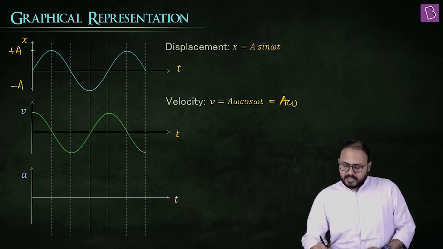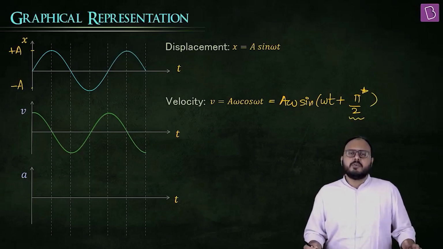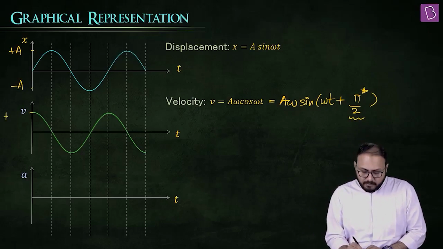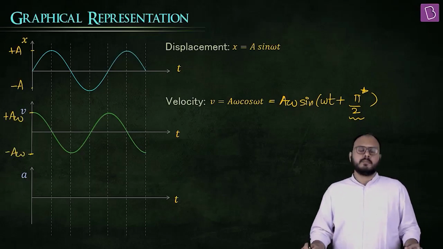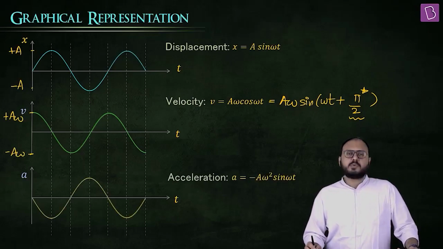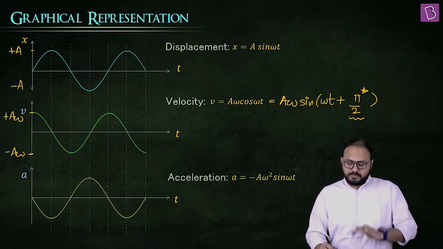Can I write cos omega t as sine omega t plus pi by 2? But why will you write that? Can I? Yeah. Draw the graph. Cos omega t starts with the max value. So this will be a omega plus, this will be a omega minus. Acceleration, please. Minus omega square a sine omega t. The graph reflected with the minus sign.